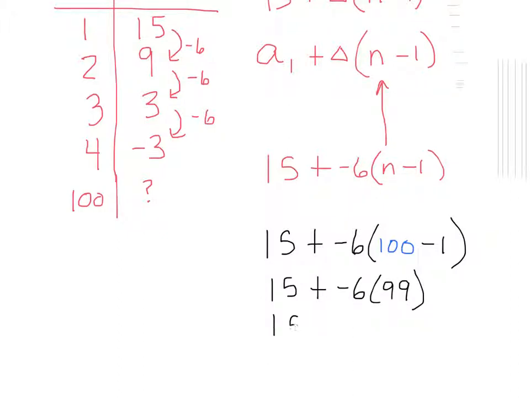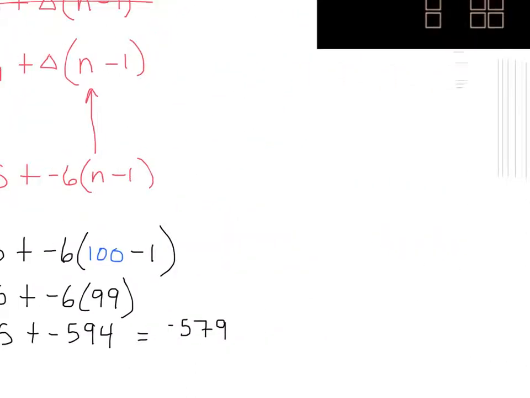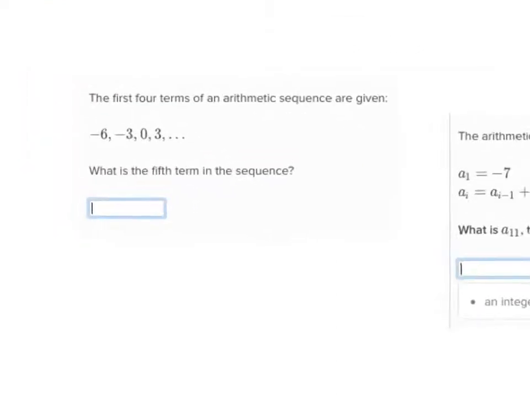So that's 15 plus negative 594. And when you add those two up, you get negative 579, right? So if I were to list this sequence out 100 terms, my 100th term would be negative 579. Correct? Okay, so let's do this one right here.